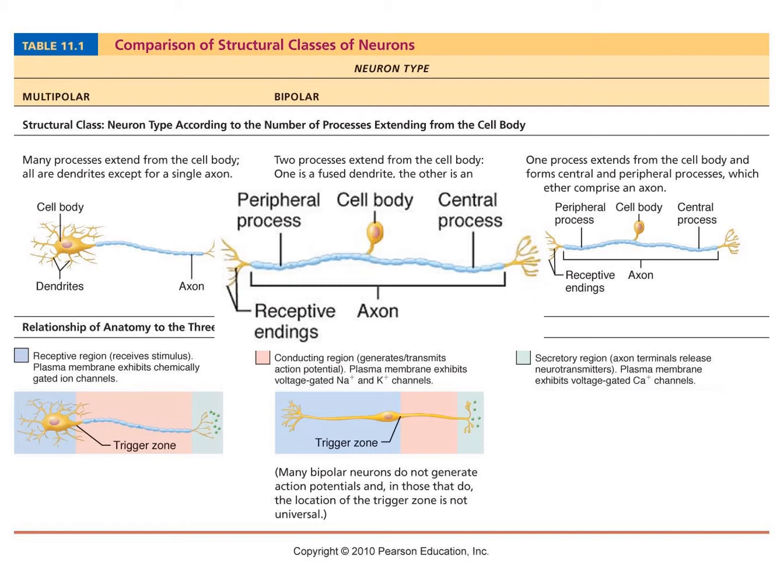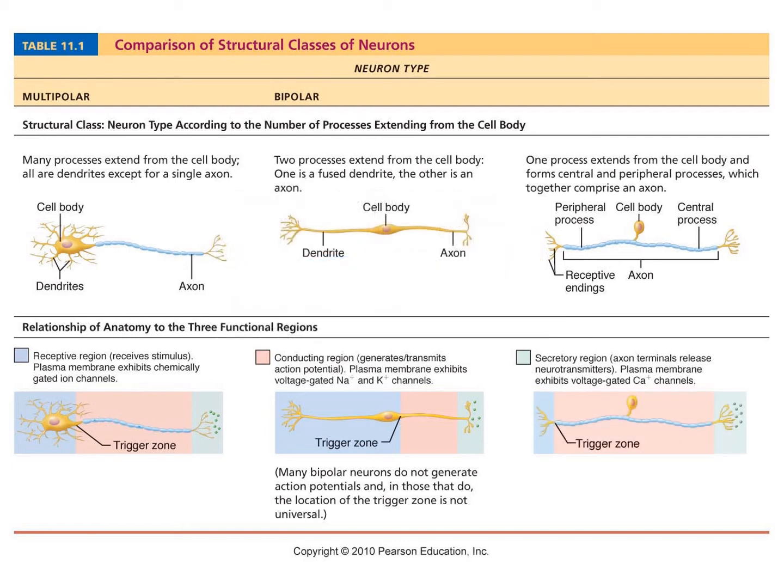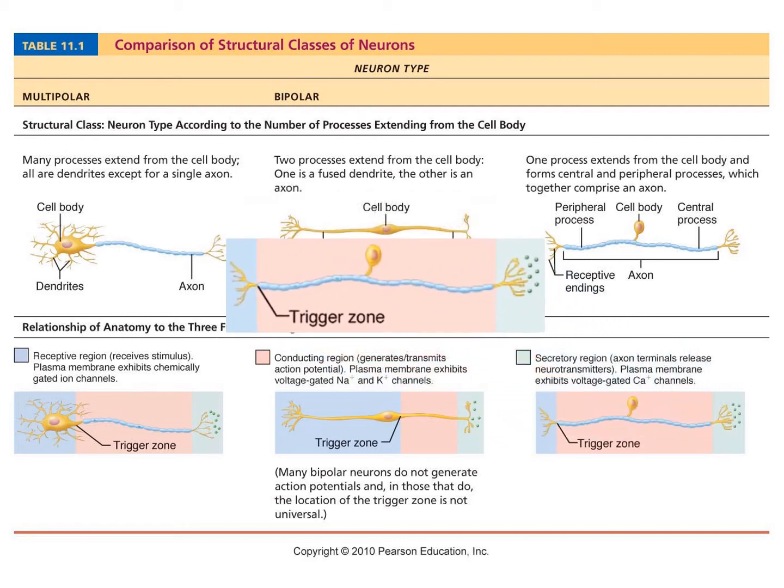So actually in this case, the receptive region is going to be way out here at the end of the peripheral process. And you'll notice that the conducting region actually goes right by the cell body. So in this case, the cell body isn't part of the receptive region.